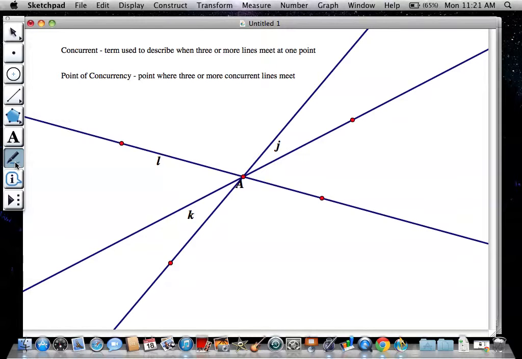Chapter 5, Section 2 deals with bisectors of triangles. So we have a few definitions in here along with two theorems.